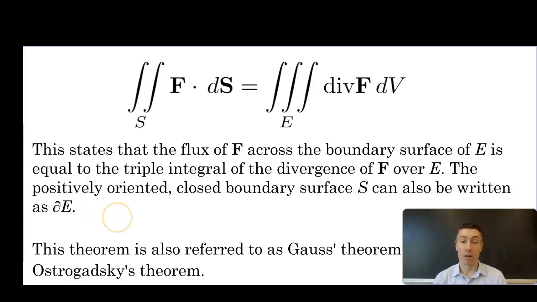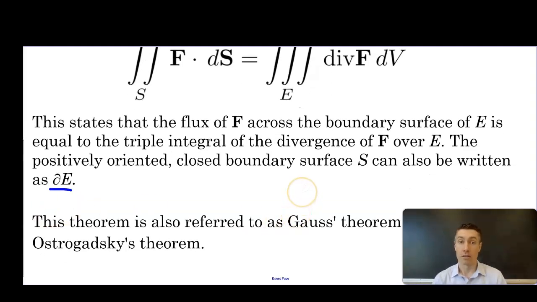The positively oriented closed boundary surface S can also be written in terms of E with that partial notation. And that really emphasizes the fact that the surface is the boundary of the solid region, and those two ideas are connected. The same way we made the argument for Stokes' theorem when we were expressing the boundary curve in terms of the surface. Now the divergence theorem also has two other names it could be referred to as, which are Gauss's theorem or Ostrogradsky's theorem. Depending on the resource you're looking at, you might see these other names for the divergence theorem. But we're going to call it the divergence theorem in this video.